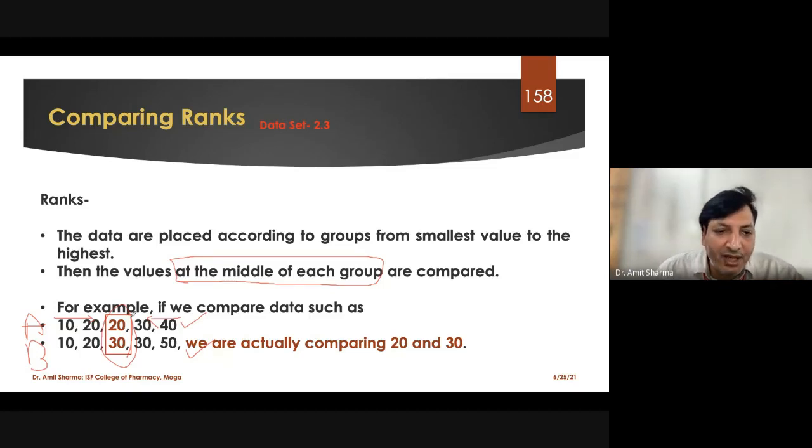So it will be considered as we are comparing a rank. So what we are comparing, this 20 with a 30. To make a module for comparing the ranks, you have to arrange the data from smallest value to the highest, in ascending order, and the data which is written at the center will be considered as the rank.